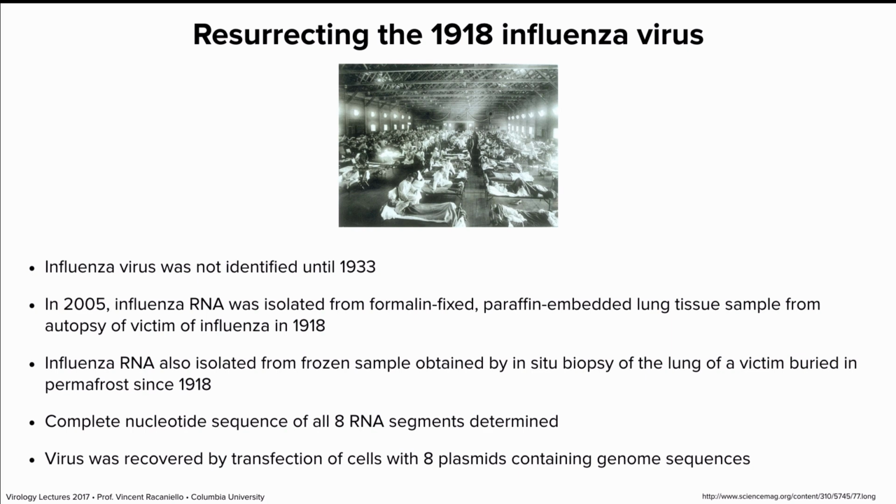They had lots of people in the Army dying of influenza, and many of them, they took samples of their lungs, preserved them in paraffin and formalin, and stored them away. Well, in 2005, investigators extracted RNA from those formalin-fixed lung tissue samples, and they got some influenza virus sequence. They also went up to Alaska and found a victim of 1918 flu who had been buried since then and kept frozen. They opened the grave, they did a biopsy of the lung, and they recovered influenza RNA.